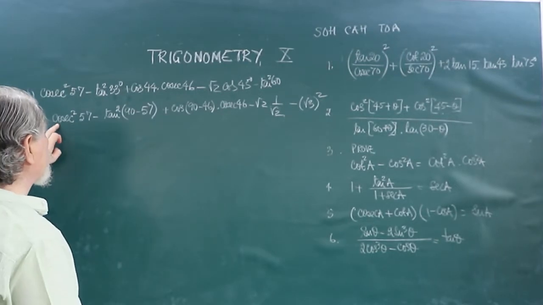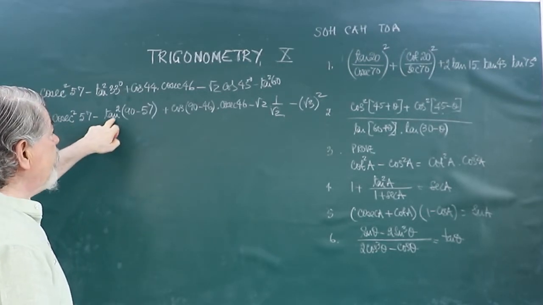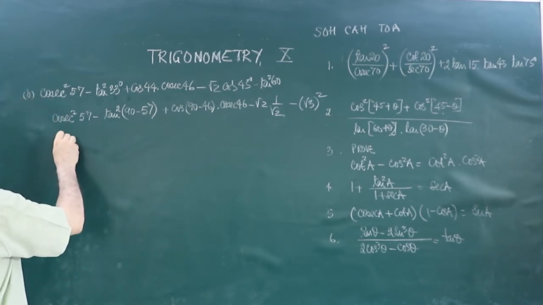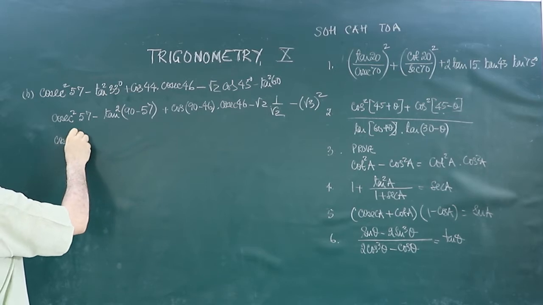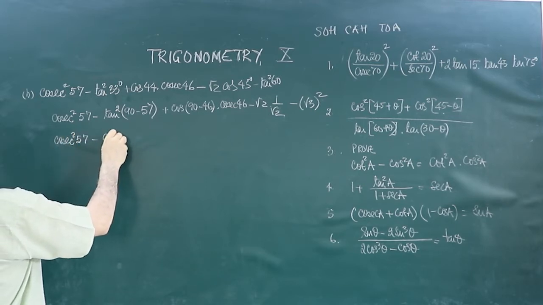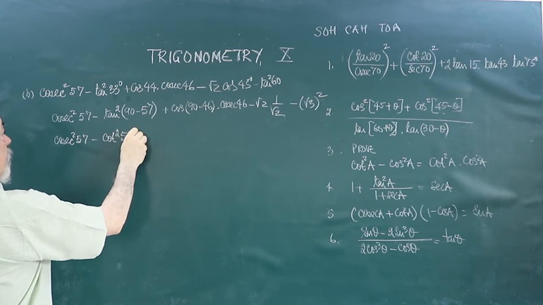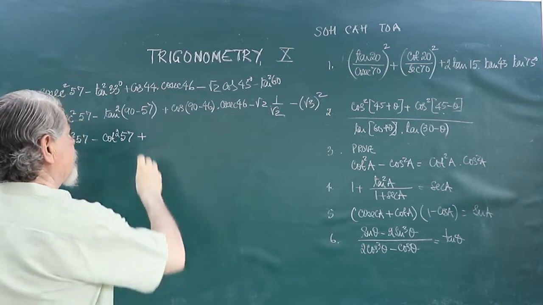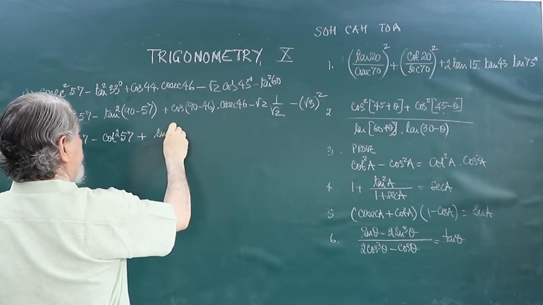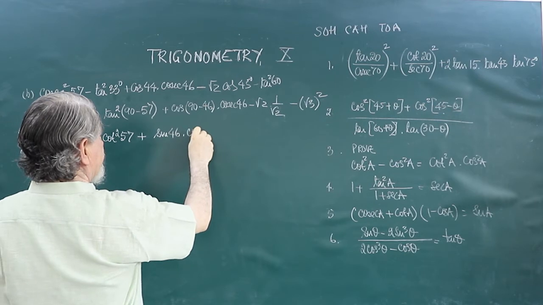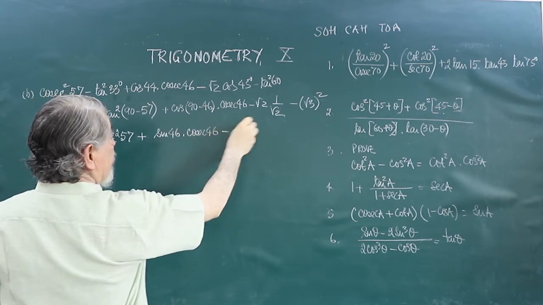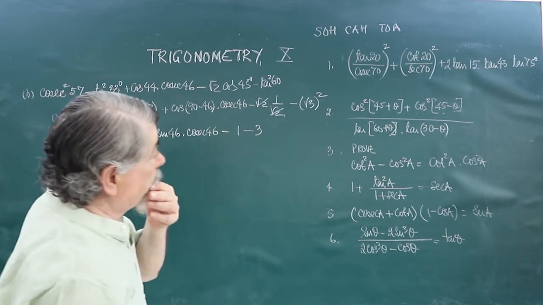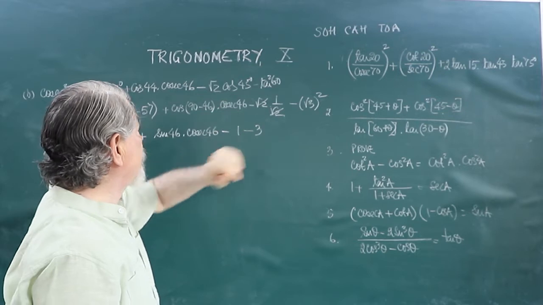Now let us see the values. Tan of 90 minus theta will become cot theta, so it will become cot theta. Cosec square 57 minus cot square 57, plus cos of 90 minus theta will be sin theta, so it will be sin 46, into cosec 46 minus, this will cancel, 1 minus 3. This is minus 1 minus 3. Okay, minus signs are there.